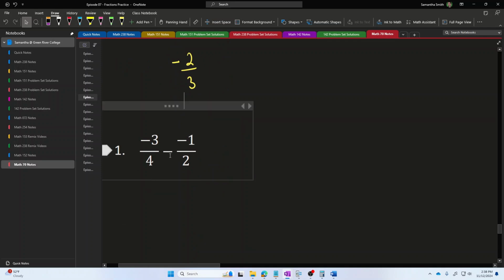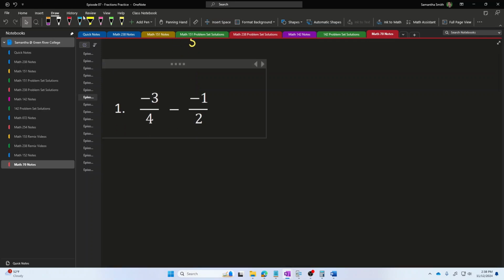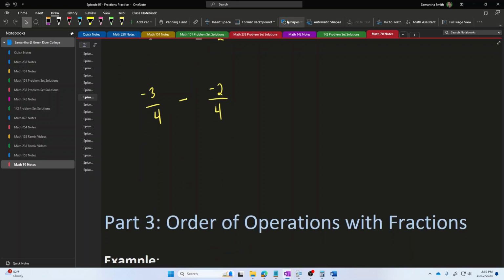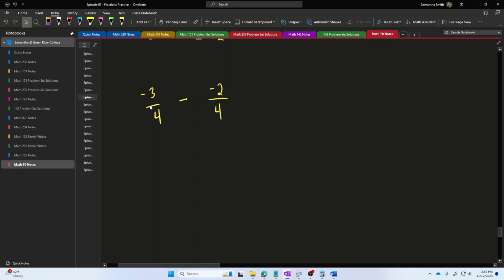Now, what about a really complicated looking problem? Someone says, I'm thinking about taking 3/4 and subtracting negative 1/2. Right now, these two fractions don't have the same denominator. So if I want to subtract these two fractions, the first thing that I would have to do is make sure that they had the same denominator. So I have negative 3/4, and I'm subtracting from that negative 2 over 4. Now that these quantities have the same denominator, all that we have to do is subtract their numerators.